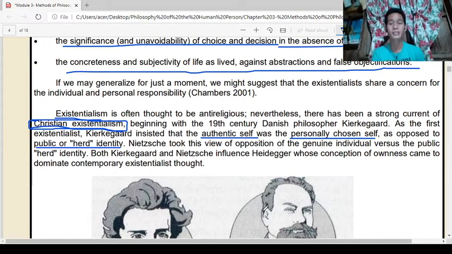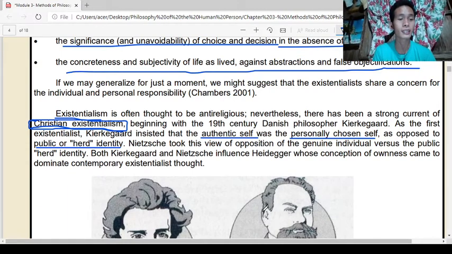But that is exposed or presented in the public, 'di ba? That is only said to be herd identity, 'di ba? Public identity. However, the authentic self was the personally chosen self. The true self is the personally chosen self. Ikaw ra mismo ang nakabalo, 'di ba? Ikaw mismo ang nakaila as to who, what is, or what kind of person you are, 'di ba? What is your authentic self?